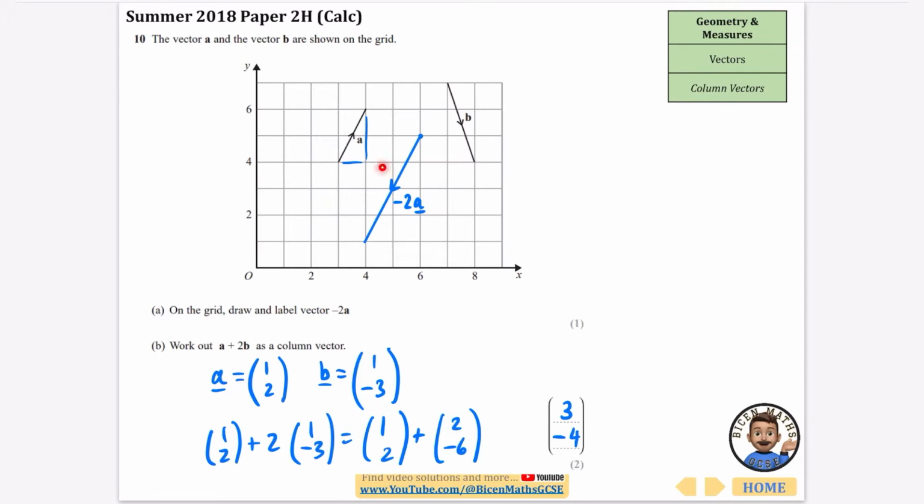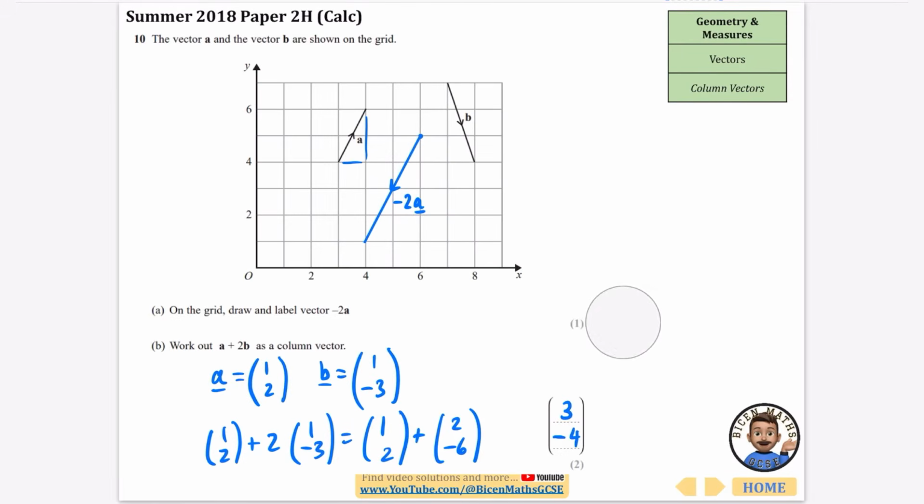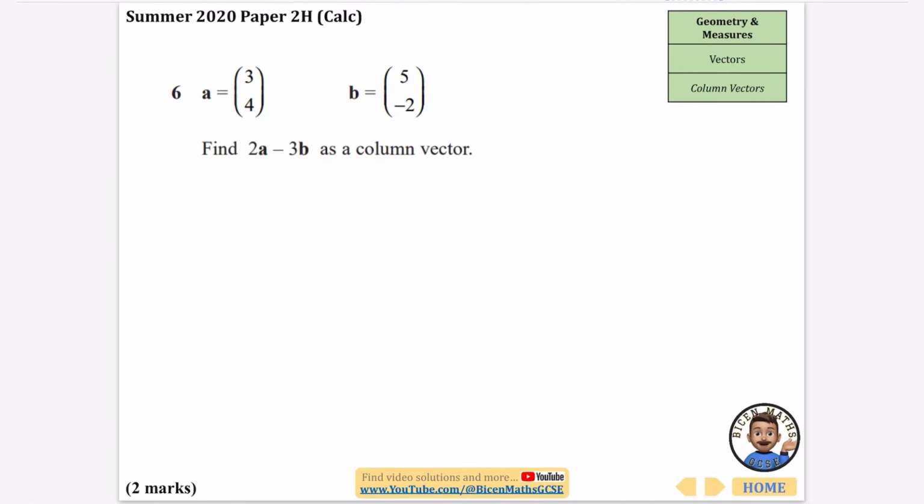Now, you could do that on the grid as well, geometrically. You could do a plus 2b. This would be a, and then 2b would be 2 of these together. That's 1b, that's 2b. And overall, you'll see that this vector that we've got is (3, minus 4). So that's kind of the geometric sense of what is going on. So we'll double check we've got this one right. I know that the 2a one is drawn correctly, and then I've got (3, minus 4) for this one down at the bottom.